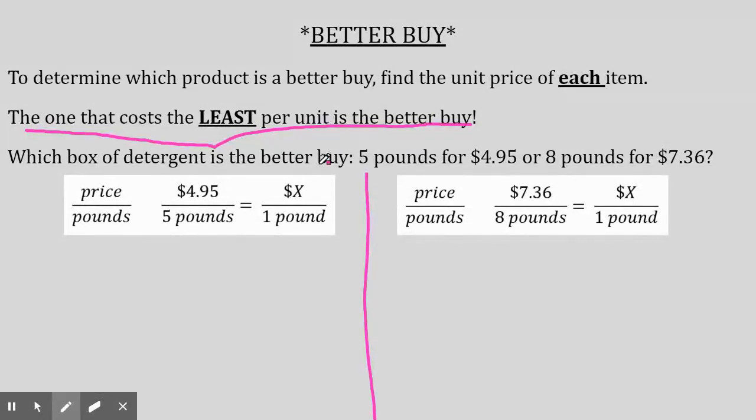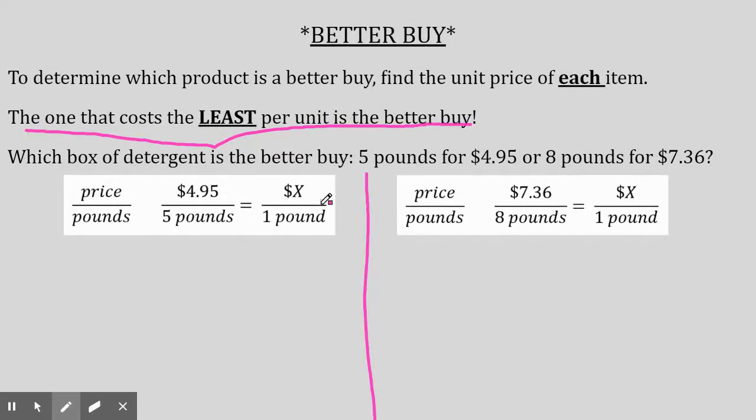So remember, since we're talking about money, price, I'm going to put price on top and pounds on bottom. And we're going to start with the $4.95. So for $4.95, I can get 5 pounds of detergent equals to, well, I know that I'm looking for how much it is for 1 pound. So X will go on top.